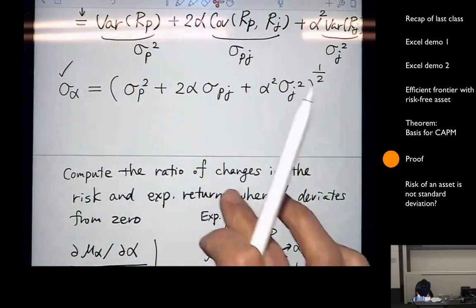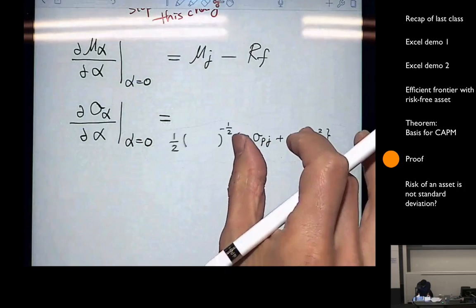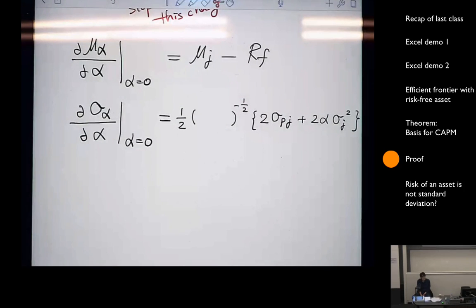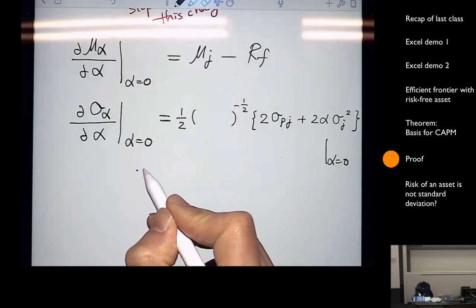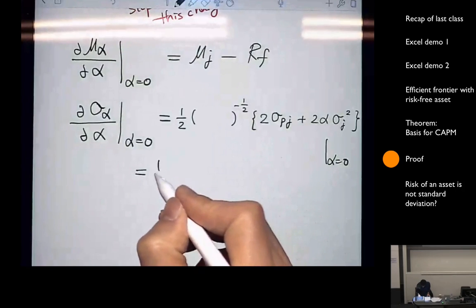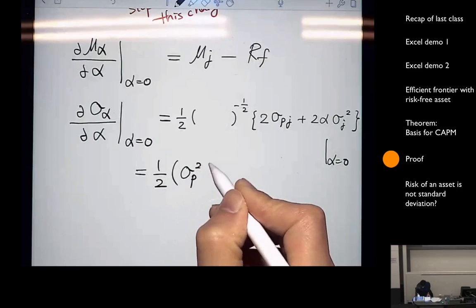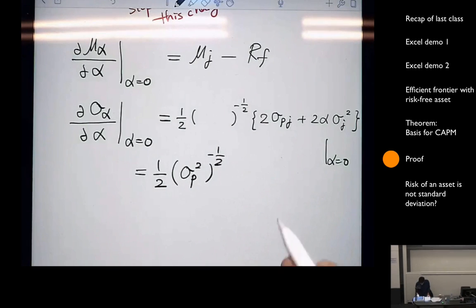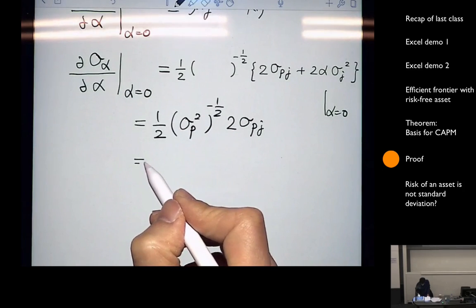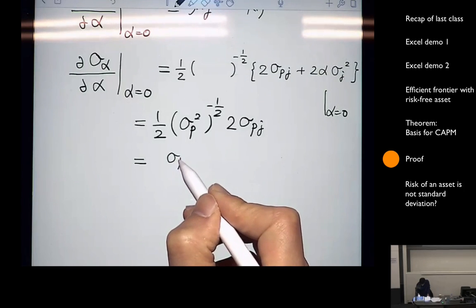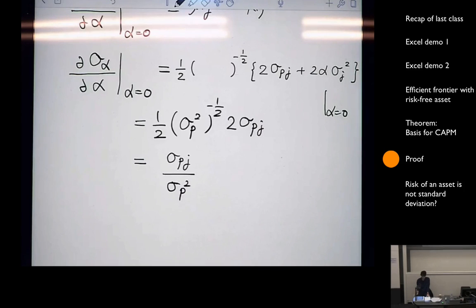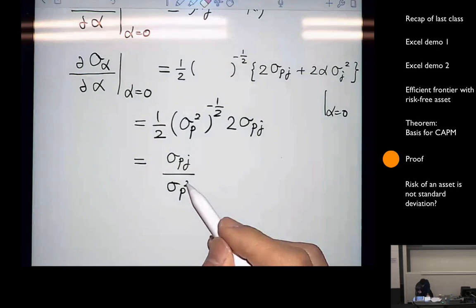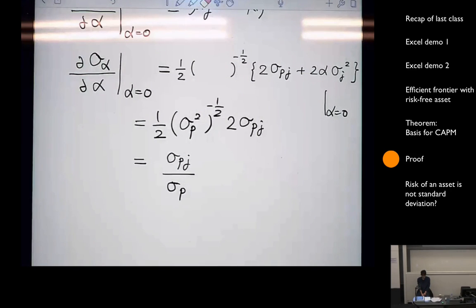Let's use this. And then we evaluate this at alpha equals 0, right? So when alpha is 0, 1 over 2 sigma p squared to the power minus half times 2 sigma pj equals sigma pj over sigma p. We are almost there.